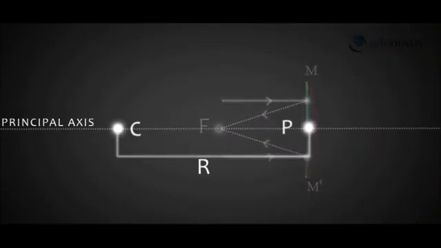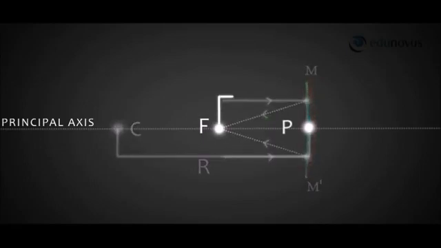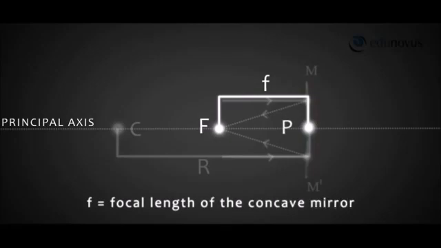The distance between the pole P and the center of curvature C is called the radius of curvature PC. It is denoted by capital R. The distance between the pole P and the principal focus F is called the focal length of the mirror, PF. It is denoted by small f. I hope you understood the terminology associated with the concave mirror.